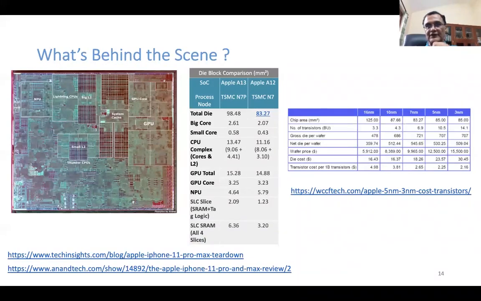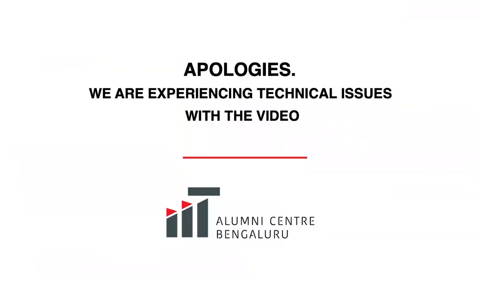So the square looking thing is what we call the microprocessor, the A13, which is the heart of the iPhone. In the middle table, you will see it says Apple A13, and then it compares it to Apple A12, which is the previous generation. Right under that, it says TSMC N7P. TSMC is Taiwan Semiconductor Manufacturing Corporation. This is their 7-nanometer node. It again has the size of different dies which are on this device.